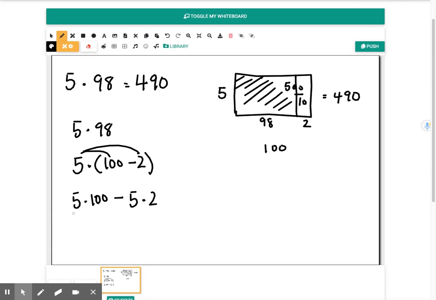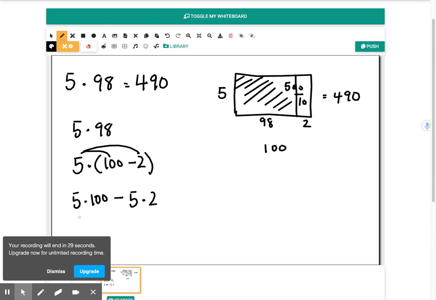And once again, multiplication goes first before adding and subtraction. But you go left to right, so 5 times 100 is 500, minus 5 times 2 is 10, which we get 490. And that is what we're going to learn today. We're going to learn how to decompose. So good luck.